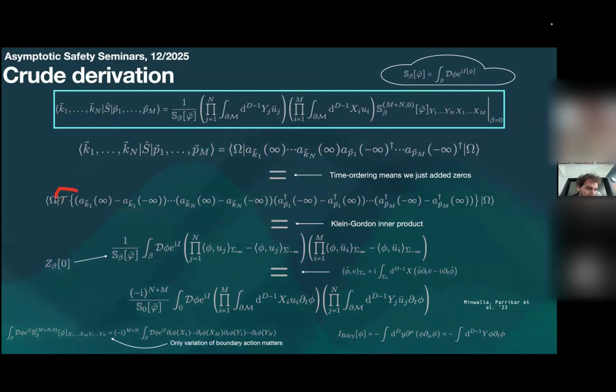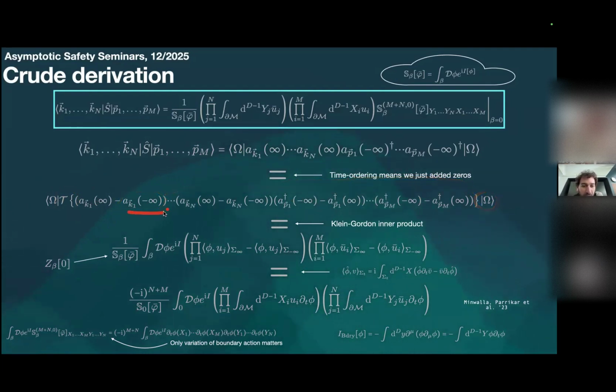But you see that here I added also some time ordering operator, which has an effect, so it does the following. These annihilation operators that I introduced are evaluated at minus infinity, so I can move them all the way to the right to act on my vacuum.